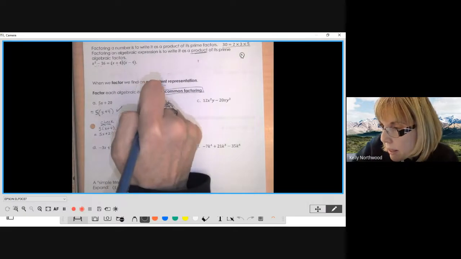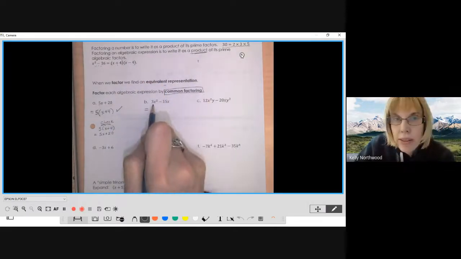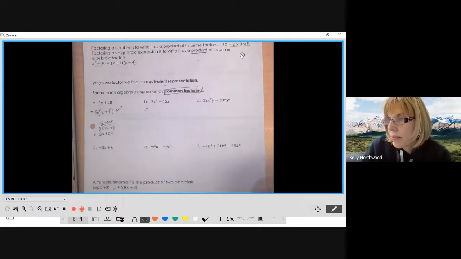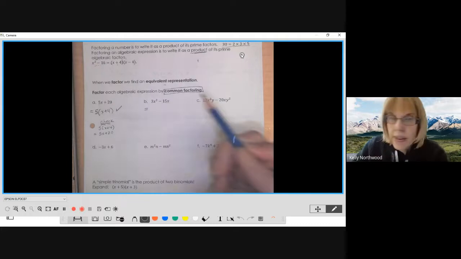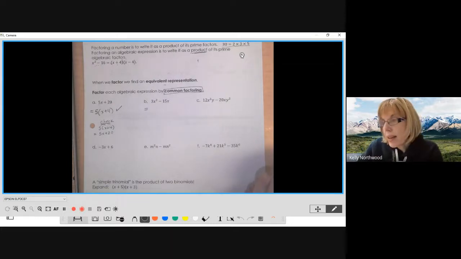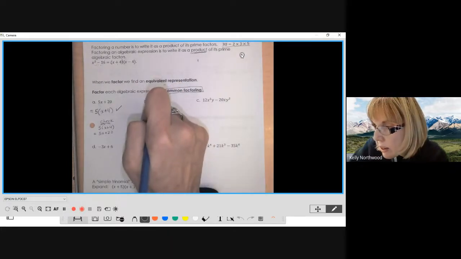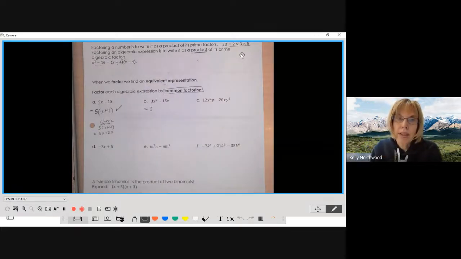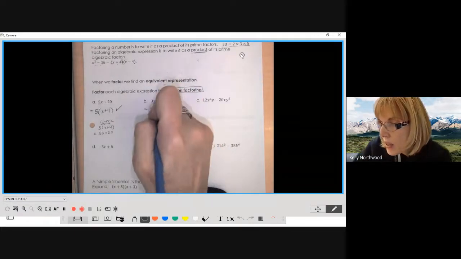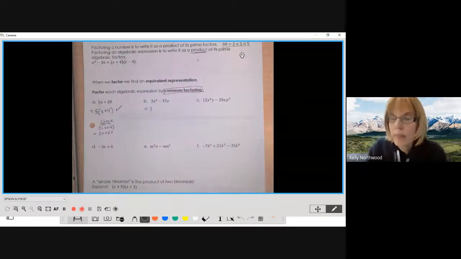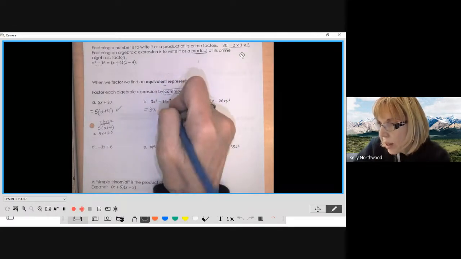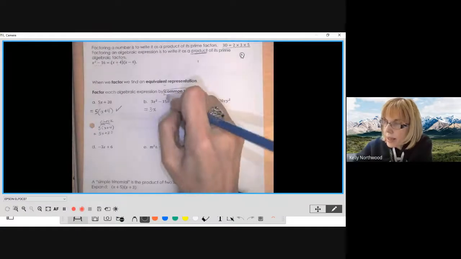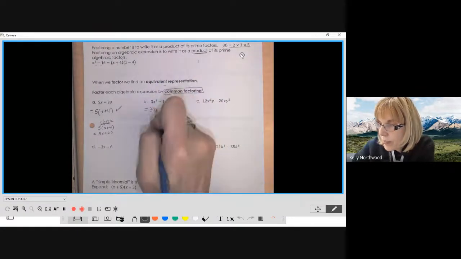So same idea for B. There are two terms here again, 3x squared and negative 15x. So check and see if 3 goes into 15. That's usually the easiest thing to check, and it does. So 3 is going to be the numeric part of my greatest common factor. And then in this case, there is an x in both terms. So we want to choose the smallest exponent on x, which would just be a 1, which you don't see there. Okay, so 3x is my greatest common factor.